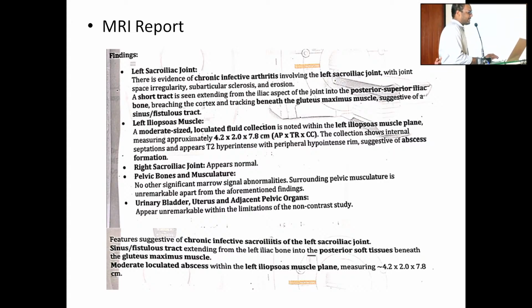Did you get MRI spine? MRI hips. You have to rule out any TB of the spine. Okay, so what does the MRI say? A short tract is seen extending from the iliac aspect of the joint into the posterior superior iliac bone, breaching the cortex and tracking beneath the gluteus maximus muscle, suggestive of sinus tract. Left iliopsoas also has swelling. There is a collection in there, 7 centimeters is significant. So I think, whatever the level, you may have to go up to the joint.